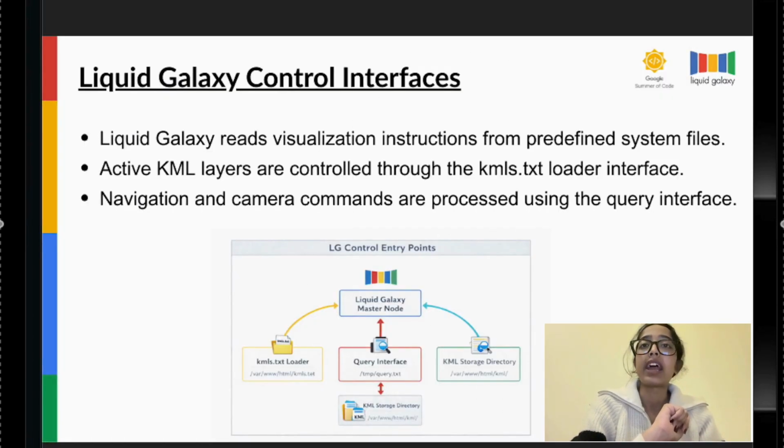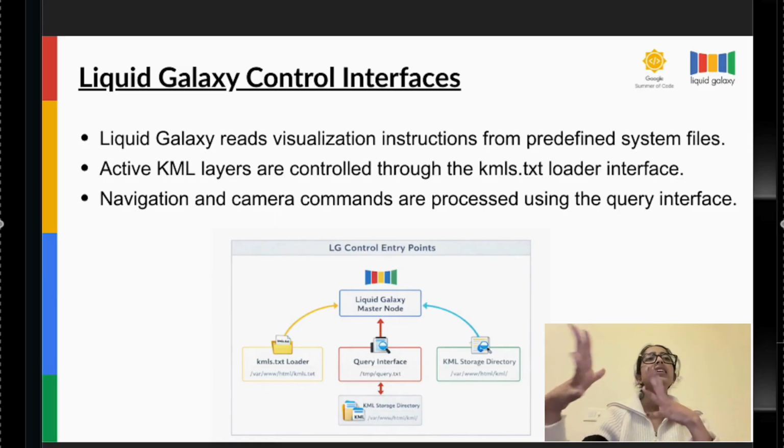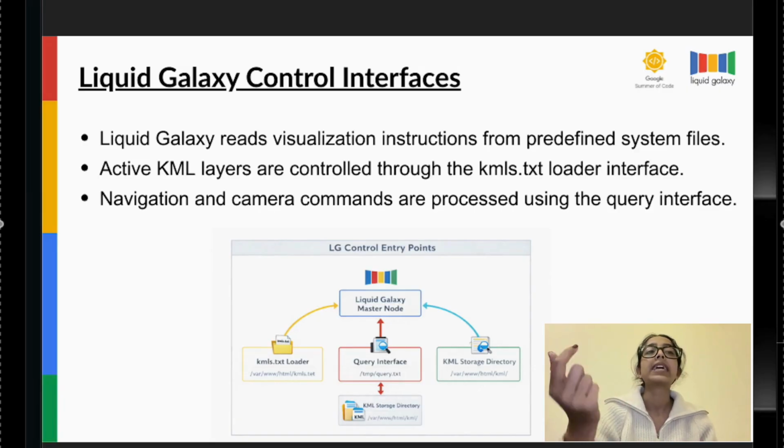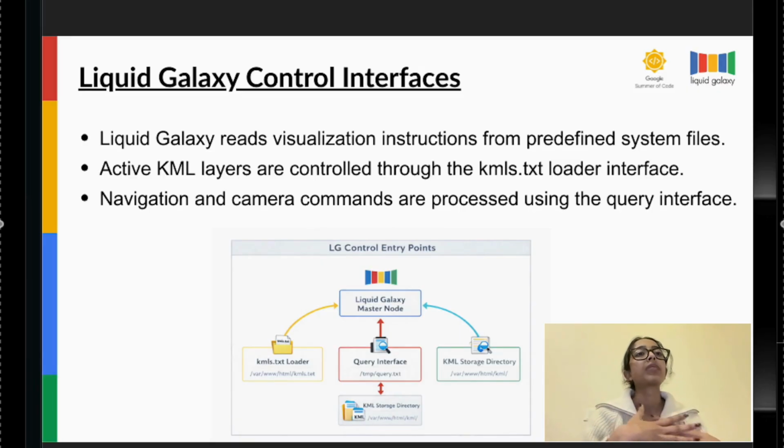So for that we need to know about Liquid Galaxy control interfaces. This explains how Liquid Galaxy actually receives and processes control instructions from external applications like our Flutter app. Liquid Galaxy does not directly listen to mobile apps. Instead, it relies on a few predefined system interfaces. The first important interface here is the kml.txt loader, which loads our KML files.